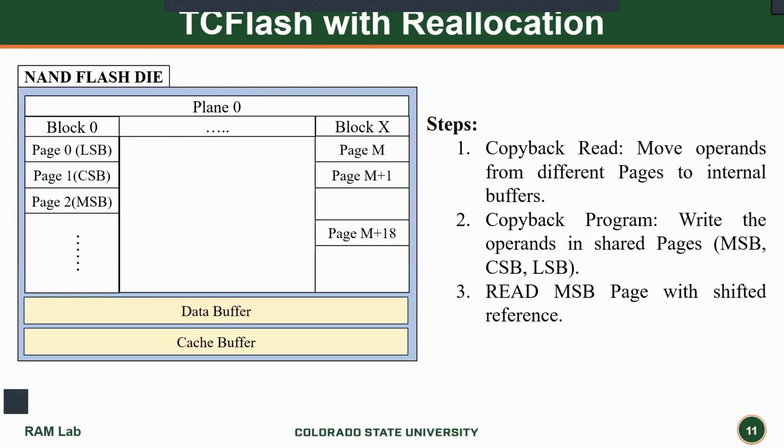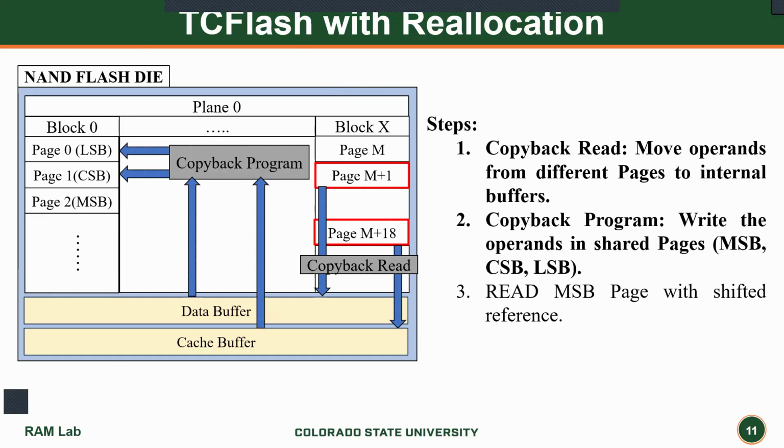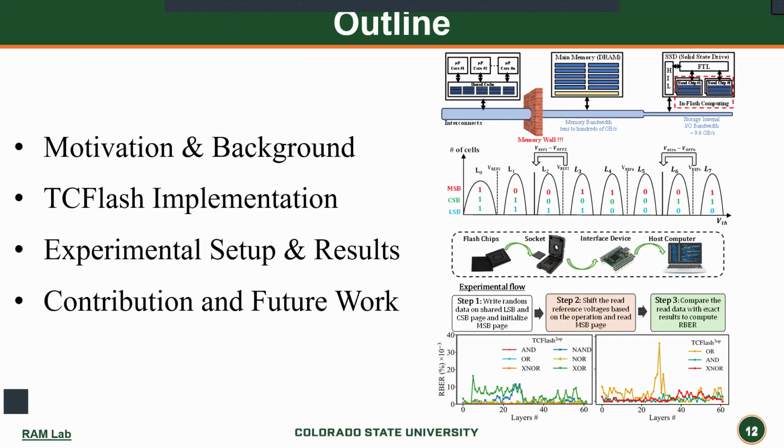Till now, we have considered that all the operands are stored in the pages of a single word line. What if that is not the case? Let's say the operands are stored in different pages. In that case, we have to use a commodity command, copy-back read. We move the data into the internal data buffer and then program it into the pages of a single word line. Then we just have to shift the reference and read it, and we'll get the results.